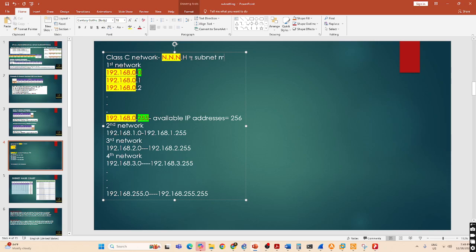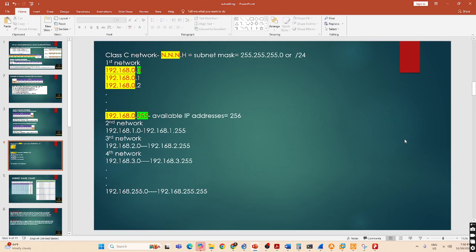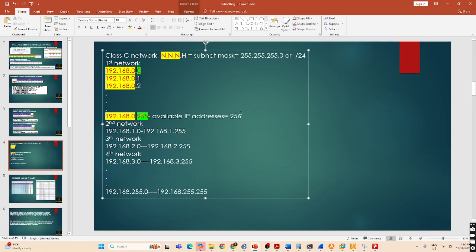Clear? So what is the subnet mask here? It is 255.255.255.0. Or you can say slash how many network bits? 24, right? You can call it slash 24, or 255.255.255.0. This is by default.